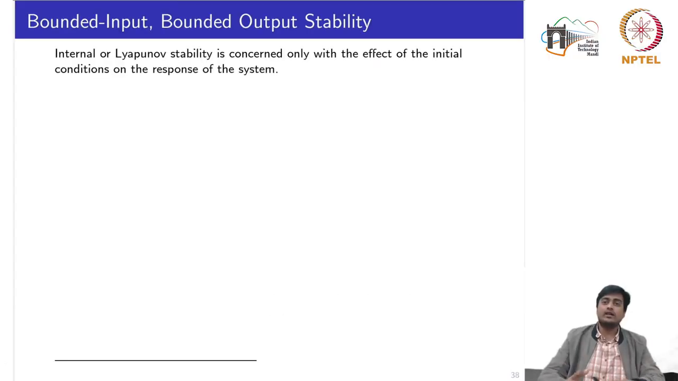So now we'll start with another definition of stability, that is bounded input, bounded output stability. So far we have seen the definitions and some of the key results in the sense of Lyapunov, or the internal stability, which is mainly concerned with the effect of initial conditions. We had not seen it with respect to the control input U. So this particular concept of stability deals with the case when the input is also included in the definition.